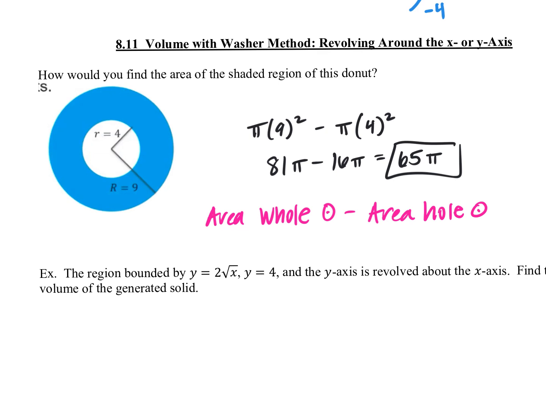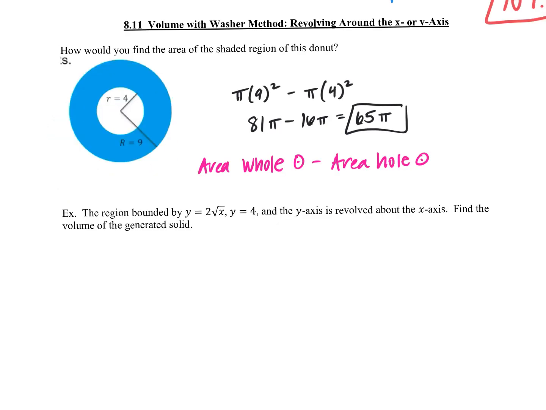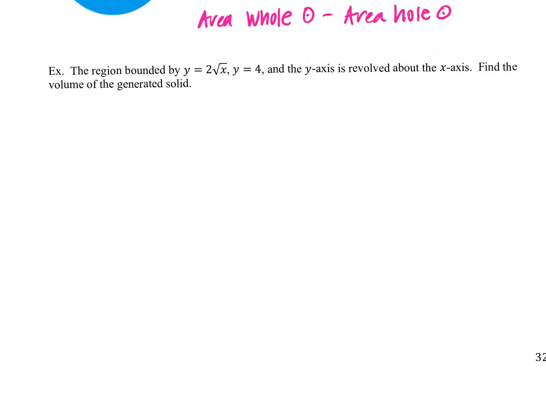How would you know which one is the whole versus the hole? Without a calculator right now, let's try this. It says the region bounded by 2 root x. What's the 2 going to do to a root x? Do we really even care? It's just going to make it a little higher. It's a root x function. Y equals 4 is a horizontal line. And it says it's revolved about the x-axis.